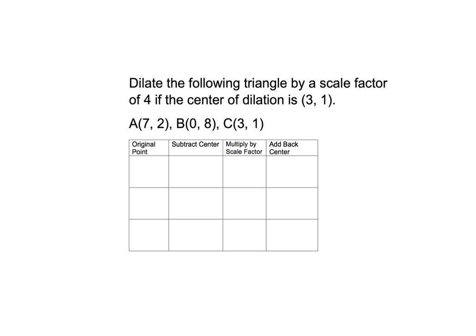So we are going to dilate this triangle by a scale factor of 4 with a center other than the origin. The first thing I want you to do is pause the video and make yourself this chart where you have the original point. You're going to subtract the center, multiply by the factor, and add back the center. List each point below it, A, B, C. Pause your video, do that right now, and then press play again, and I will talk about what to do next.